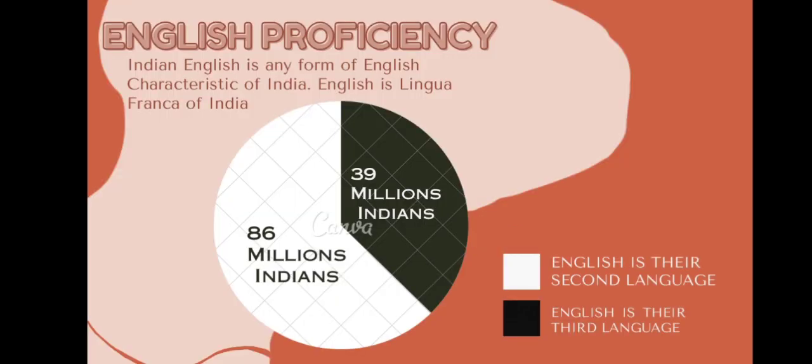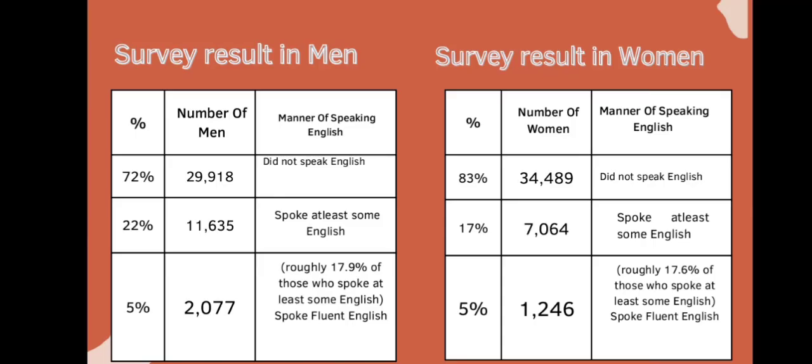Now let us know the English proficiency of Indians. According to the 2001 census, 86 million Indians reported that it was their second language and 39 million Indians reported that it was their third language. It means that English is known by 12.6% of Indians in the 2001 census.